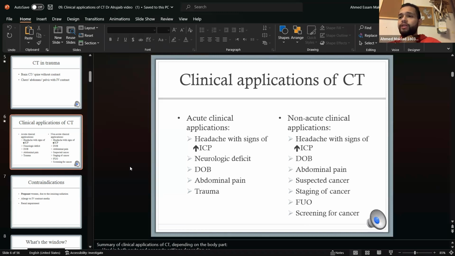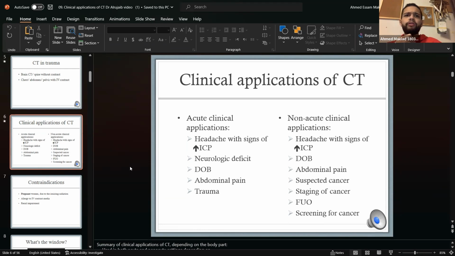Any patient who has a neurological deficit, so suddenly he was sitting there not doing anything, and suddenly their right hand became weak, right? And they start slurring, and they have drooping of one of the eyelids, right? Those patients get a CT scan.